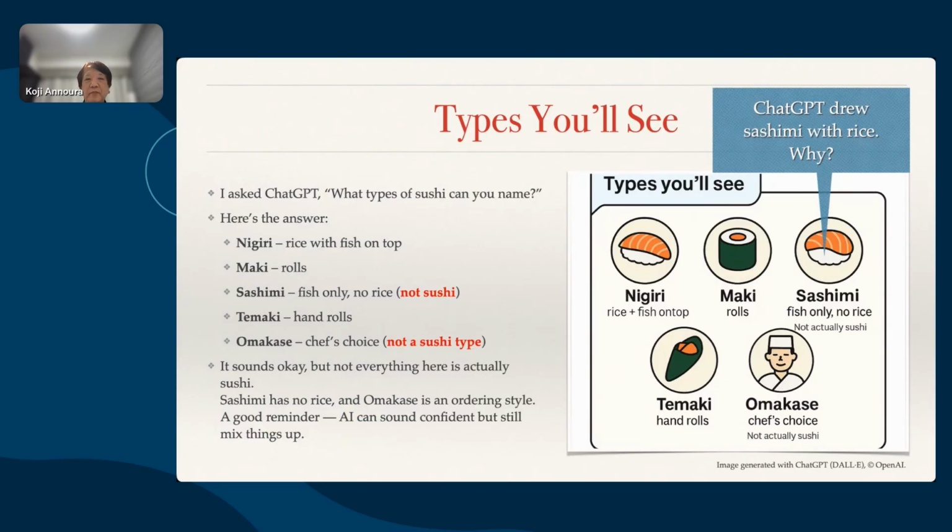ChatGPT drew sashimi with rice. Why? I don't know. Okay, they answered five items, but sashimi is not sushi. Omakase is not a sushi as a sushi type.